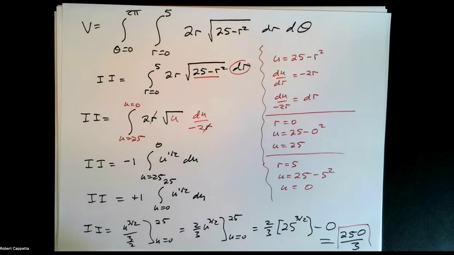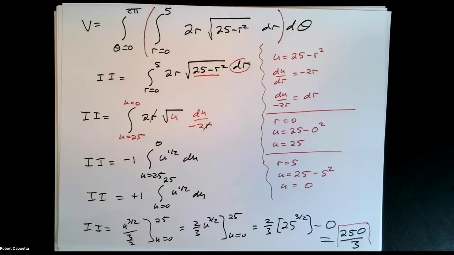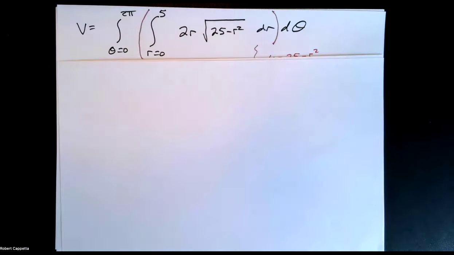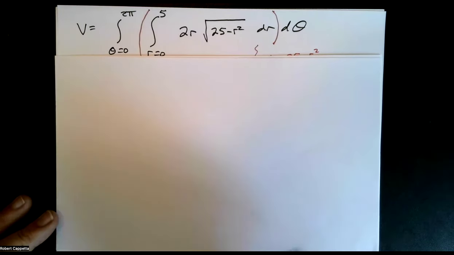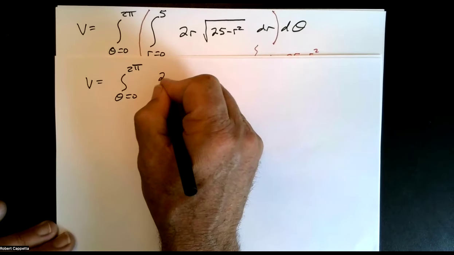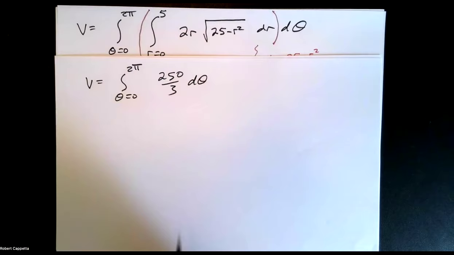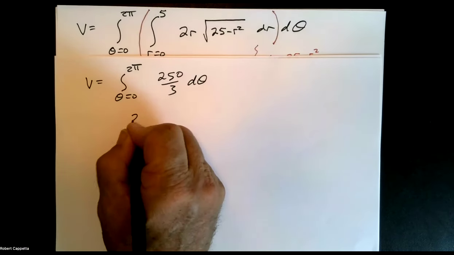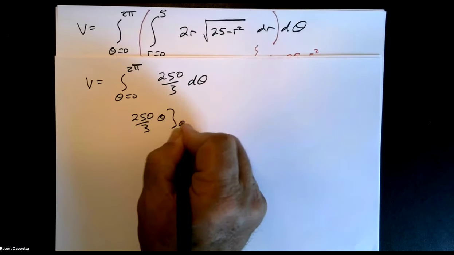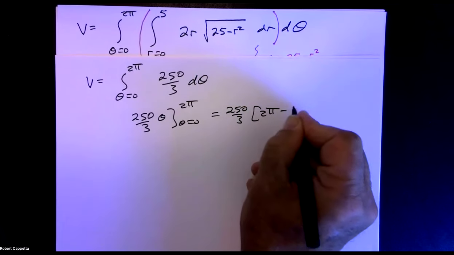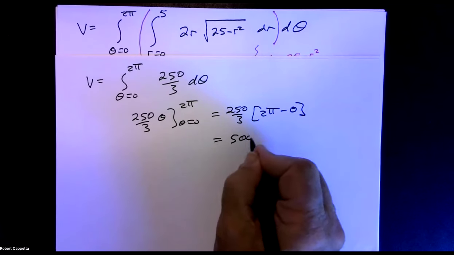So now going back to the top of this page, everything in the middle there will be replaced with 250 over 3. So continuing with that idea, replacing that inner integral with 250 over 3, I get volume is the integral as theta goes from 0 to 2 pi of 250 over 3 d theta. Now my only variable there is theta. We've lost the r's now. Each time we integrate, we lose a variable. Antiderivative 250 over 3 theta, as theta goes from 0 to 2 pi, which is 250 over 3 times 2 pi minus 0, which is 500 pi divided by 3.